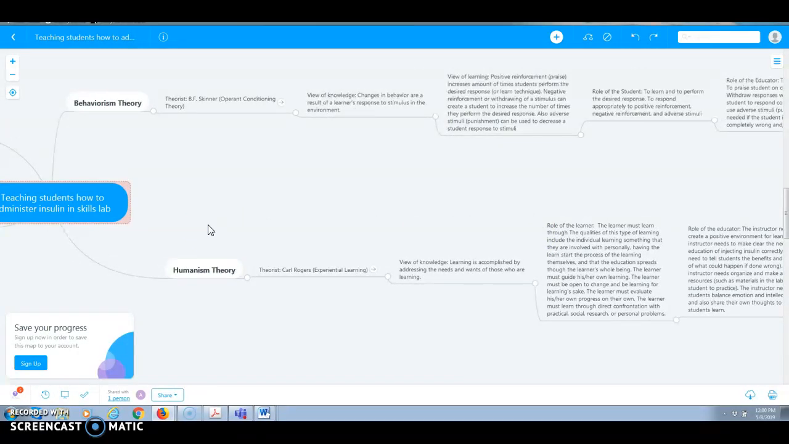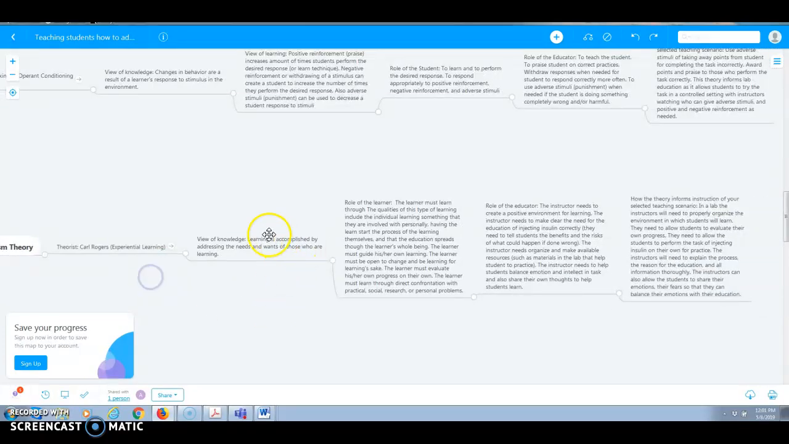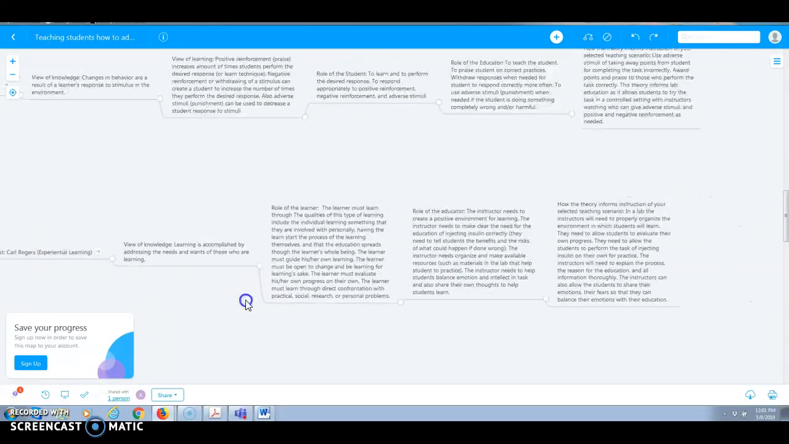So I want you to think about behaviorism. Is that really a good theory, a relevant theory, when you're trying to teach people skills and processes that have to be repeated over and over again? Humanism, right? It's definitely Rogers, right? Experiential learning, right? Learning is accomplished by addressing needs and wants of those who are learning.